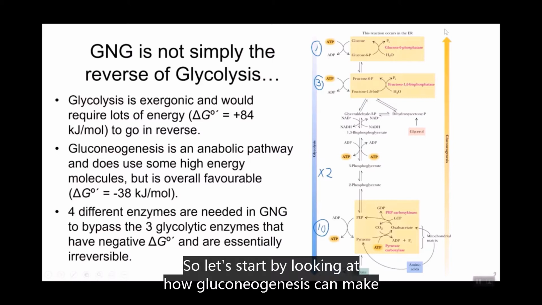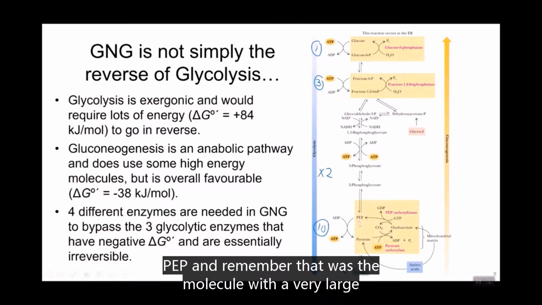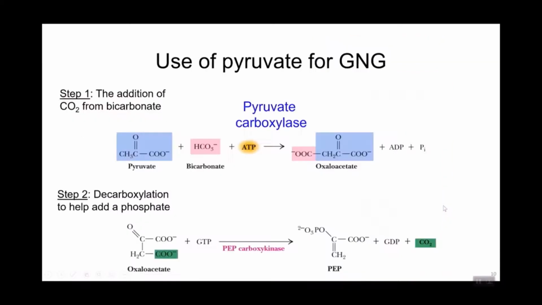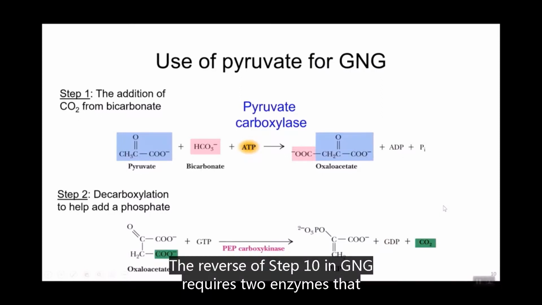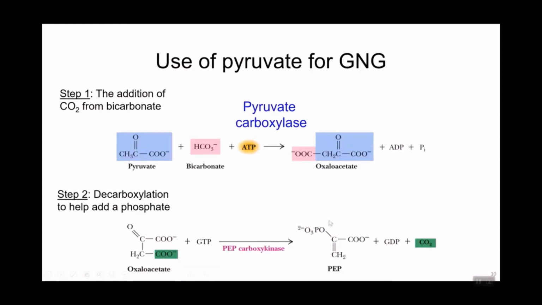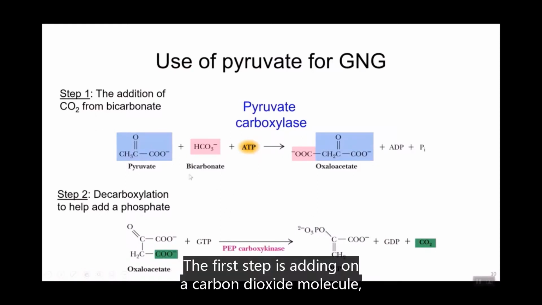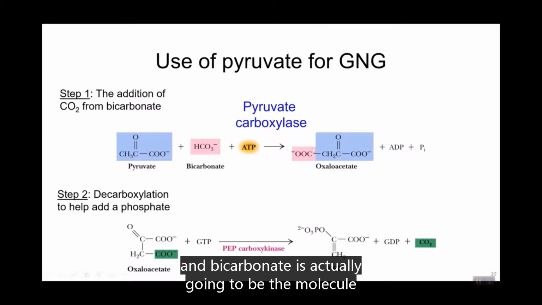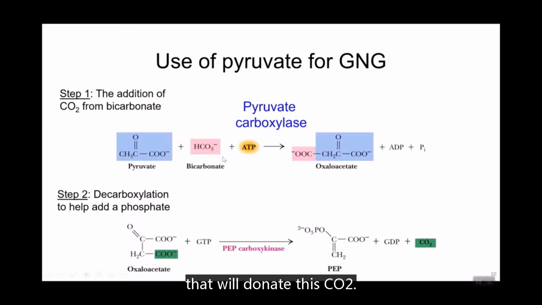So let's start by looking at how gluconeogenesis can make PEP, and remember that was the molecule with the very large phosphoryl transfer potential. The reverse of step 10 in glycolysis requires 2 enzymes that are going to use some energy to produce phosphoenolpyruvate. The first step is adding on a carbon dioxide molecule, and bicarbonate is actually going to be the molecule that will donate this CO2.